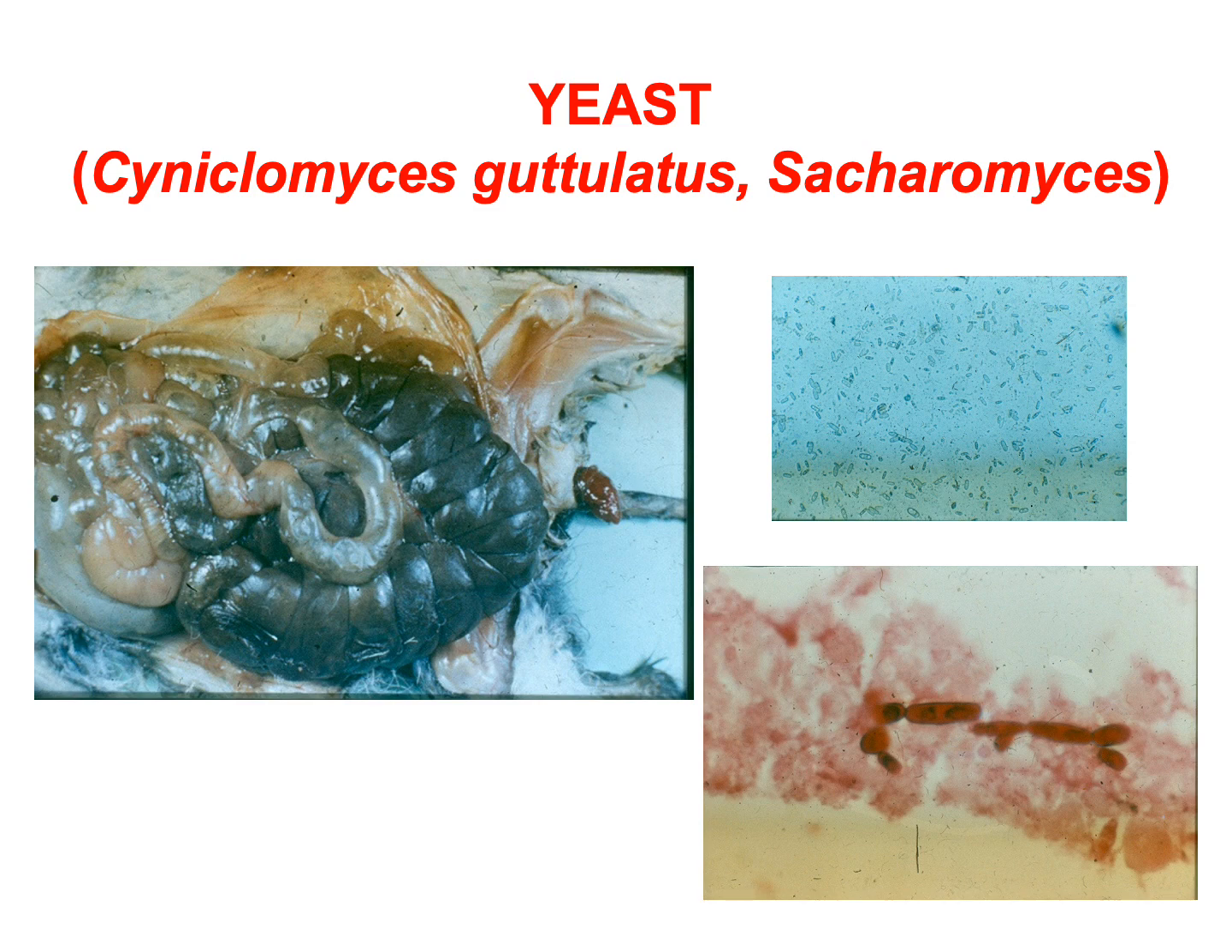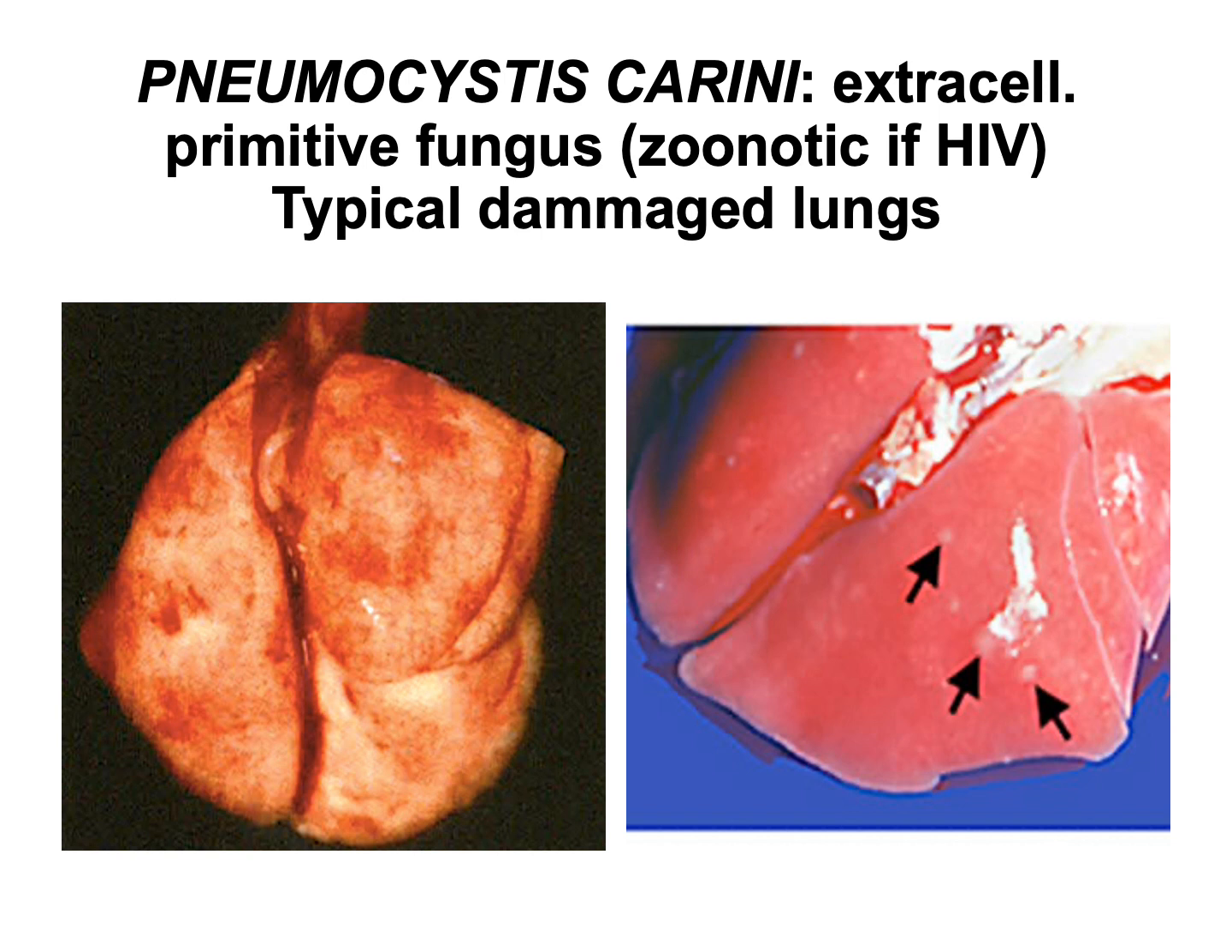The next disease is a model disease, where we can see this primitive fungus, Pneumocystis carinii, an extracellular primitive fungus. It is zoonotic, even in immunocompromised humans, for example with HIV infection or steroid treatment. But returning to the mouse, the immunocompromised mice are also very prone to the infection.